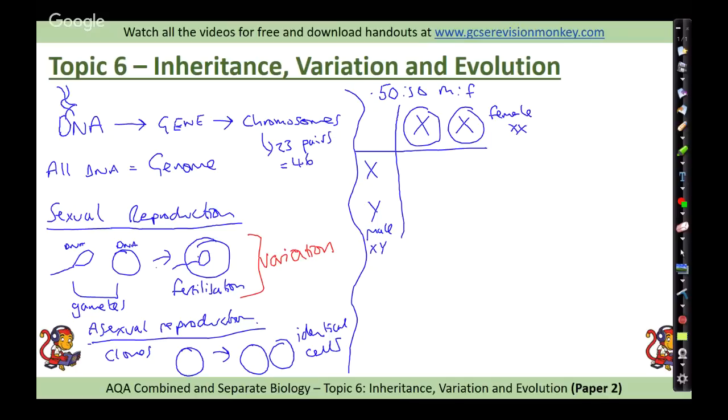So you might be asked to complete a genetic cross like this. All you do is you track along like this, and that brings an X from here and X from there, so that will make XX.